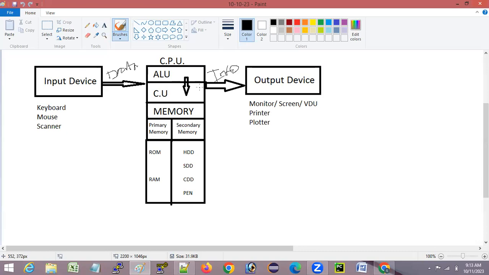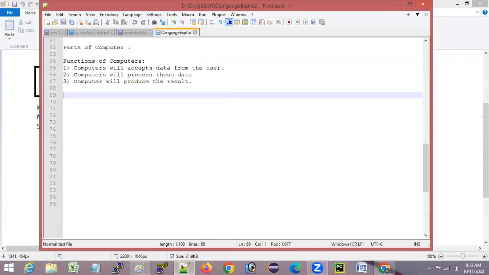If you are going to store it in memory, then we have two types of memory. What I said in yesterday's class: memory is nothing but a storage device. What will it store? It will store the characters.